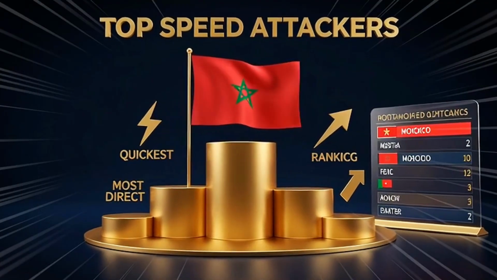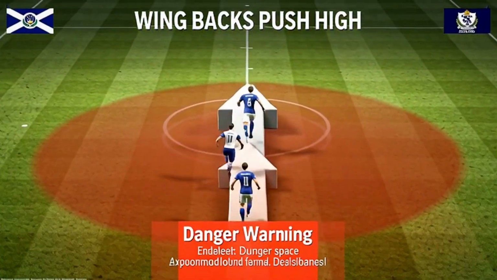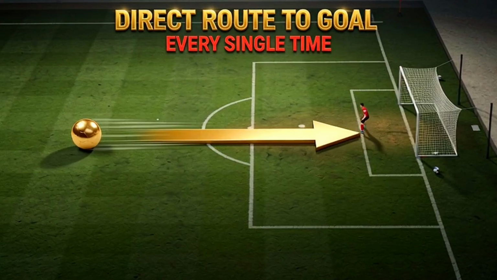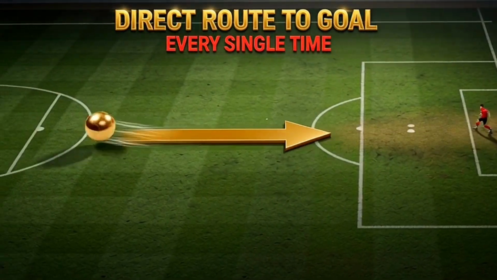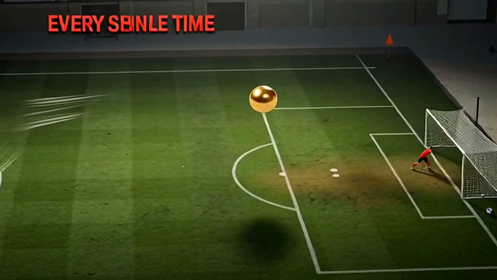The tactical key in this match is Morocco's ability to use their wide attackers against Scotland's wingbacks. Morocco's wide forwards are among the quickest and most direct attackers in this tournament. Scotland's wingbacks push extremely high when they are attacking. If Morocco can win the ball in transition and immediately find their wide forwards in behind Scotland's high wingbacks, they have a direct route to goal every single time.